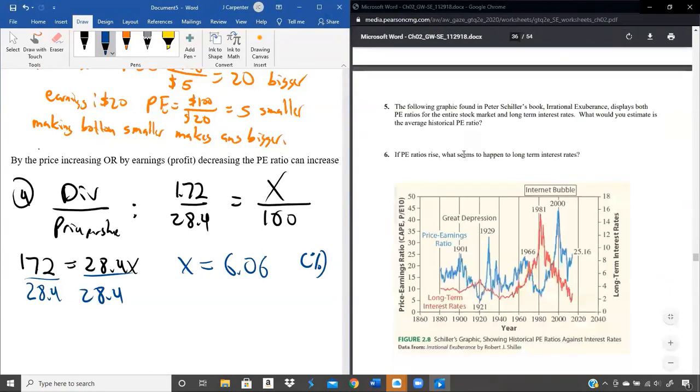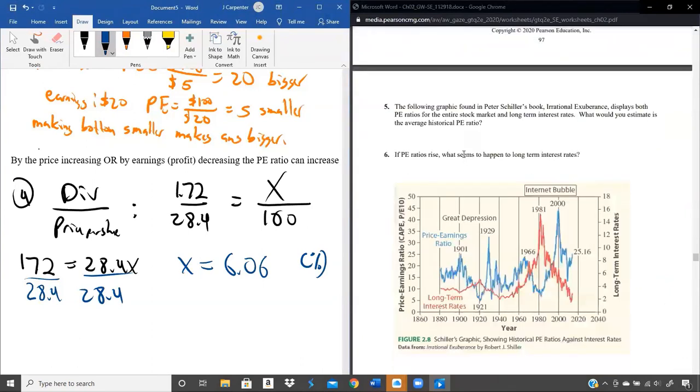All right. Question 5, definitely not finishing this section, by the way, which is what I anticipated.